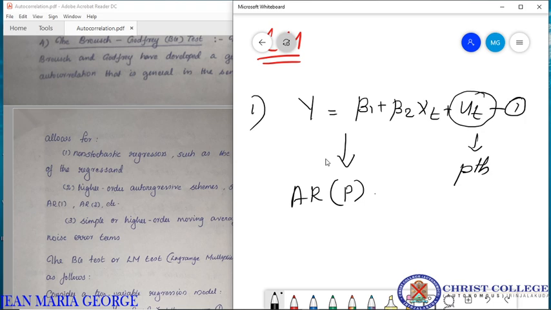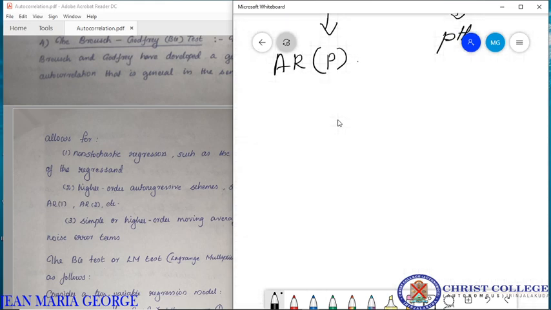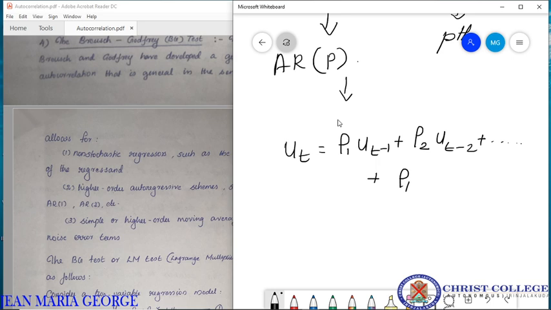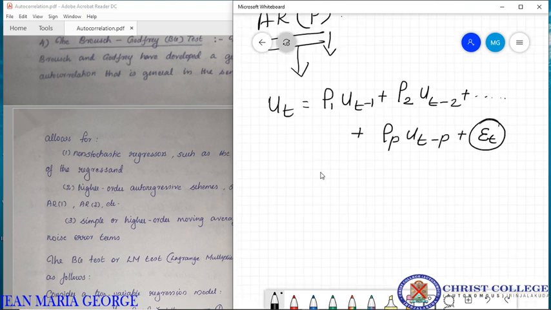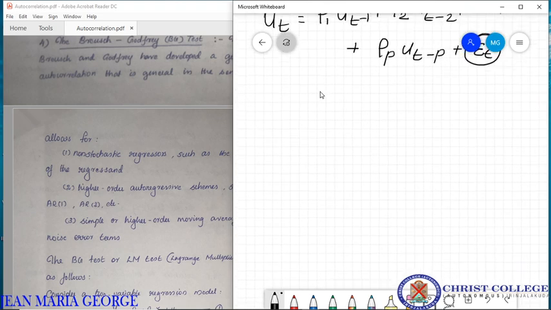Now if the error follows an autoregressive scheme of order p, then we can write the residual as ut is equal to rho 1 ut minus 1 plus rho 2 ut minus 2 plus etc. plus rho p ut minus p plus epsilon t. This epsilon t is the white noise error term. Autoregressive with p order means p lags are possible. So ut is equal to rho 1 ut minus 1 plus rho 2 ut minus 2 plus up to rho p ut minus p.